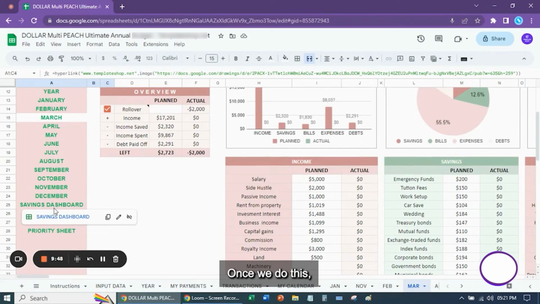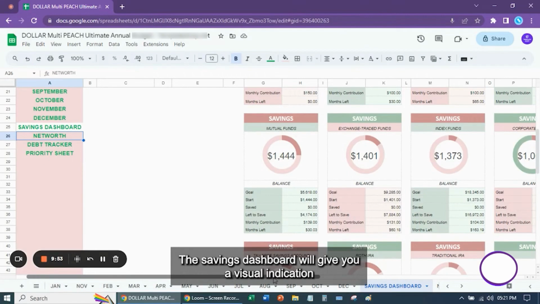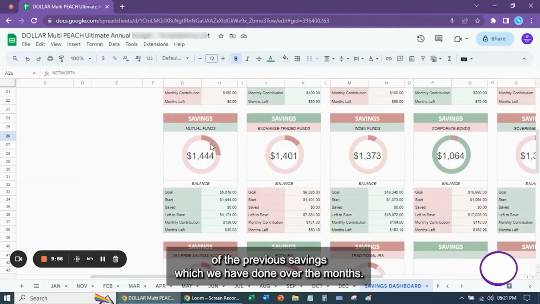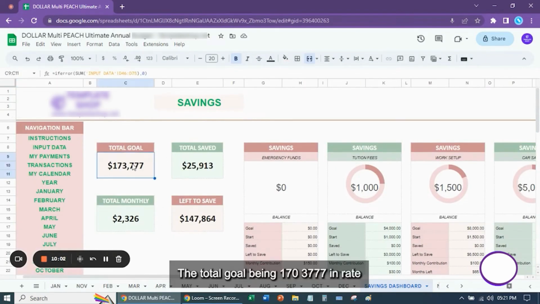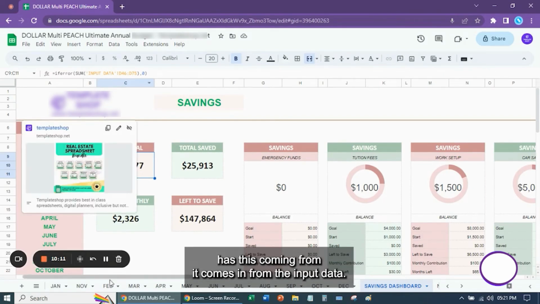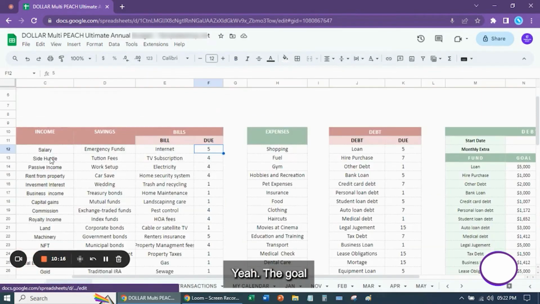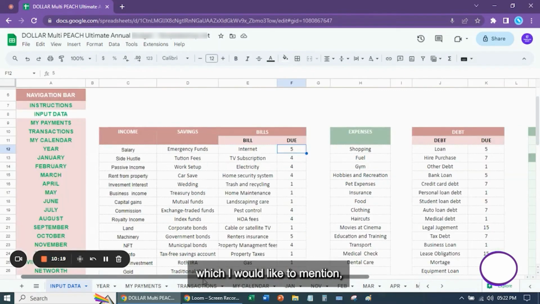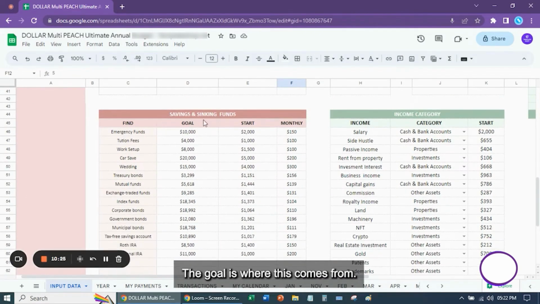Once we do this, we have something like a savings dashboard. The savings dashboard will give you a visual indication of the various savings which we have done over the months, the total goal being 173,777. And where does this come in from? It comes in from the input data 173,777. So input data, I click here. The goal which I would like to mention is savings and sinking funds. The goal is where this comes from.